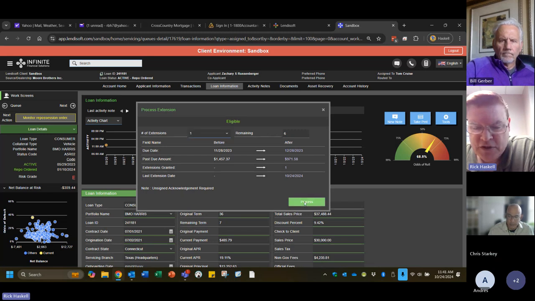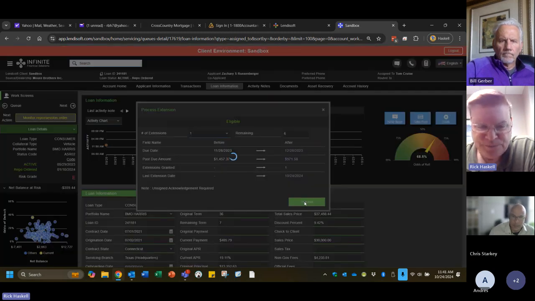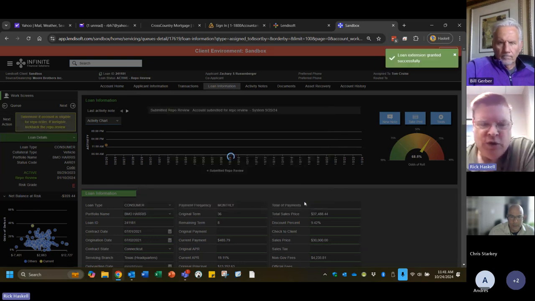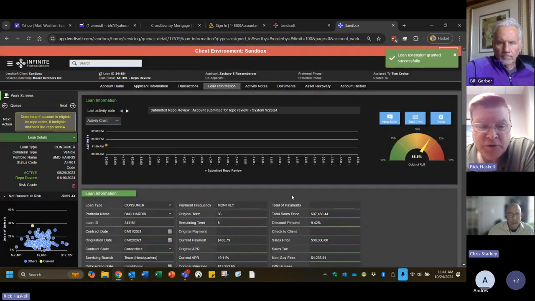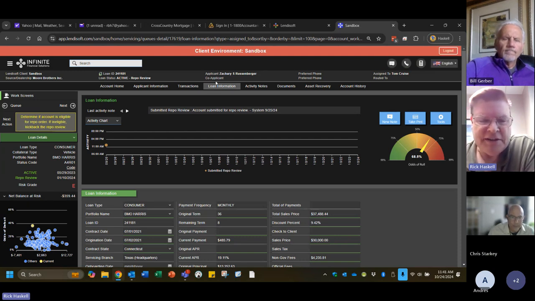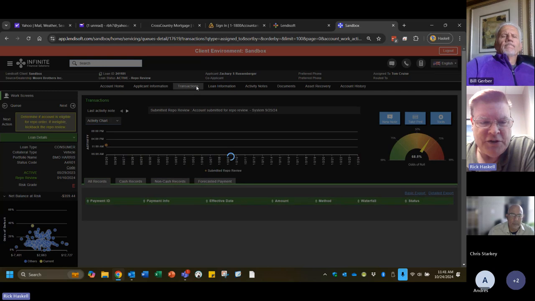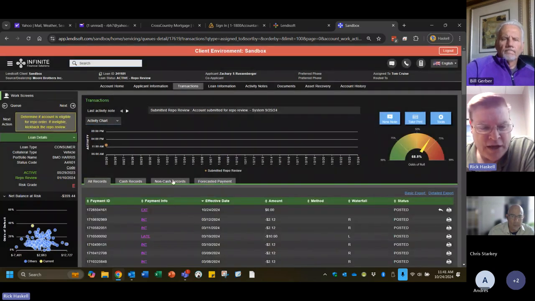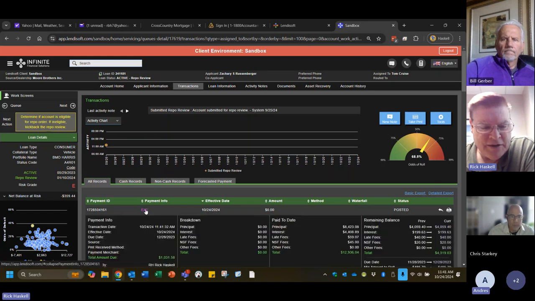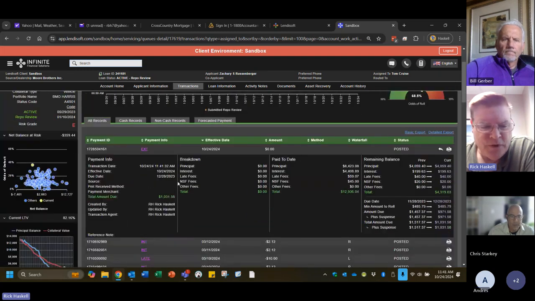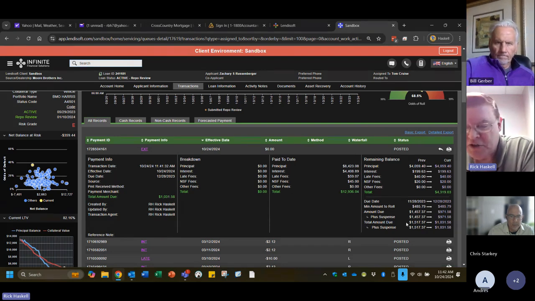When I process that extension, let's just do it. It's going to create a new transaction record. First of all, it updated those balances and those dates, just like it said. But if I go to the transaction history, you're going to see a new non-cash transaction called EXT, and we can expand that one now, and we can see that we just processed an extension. The due date went.